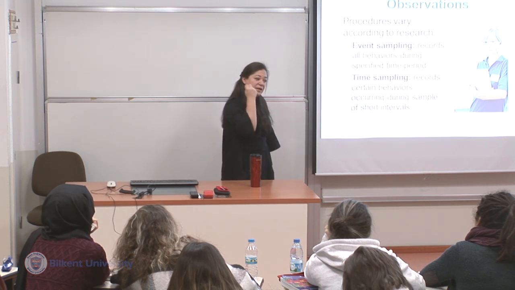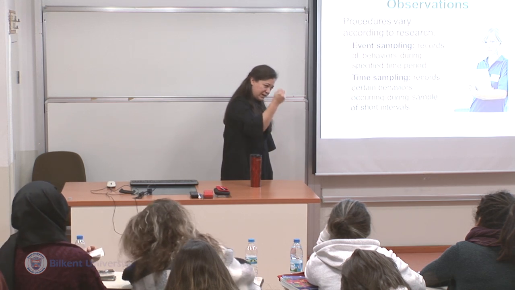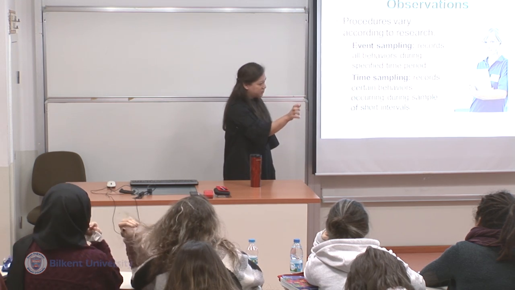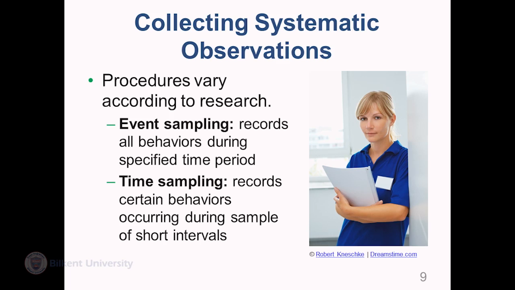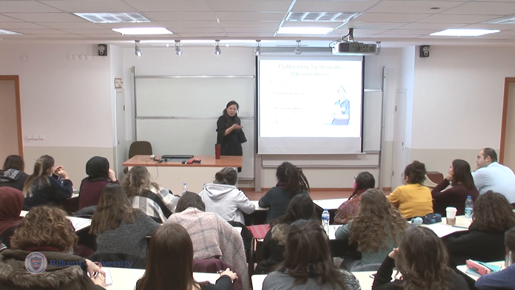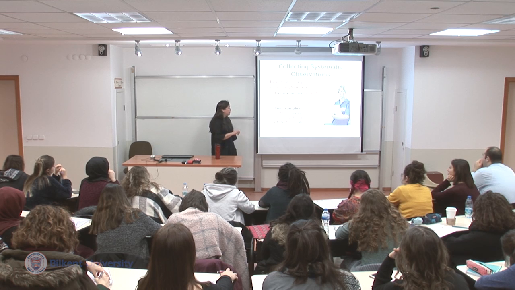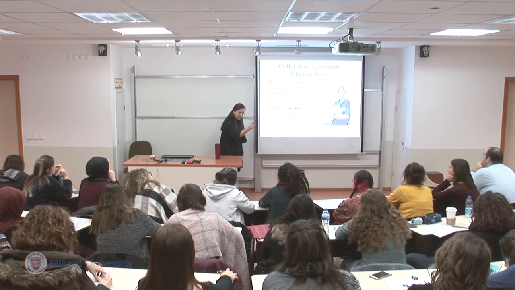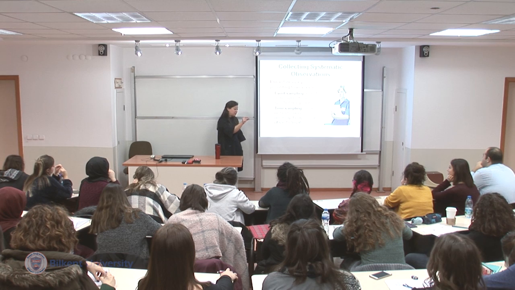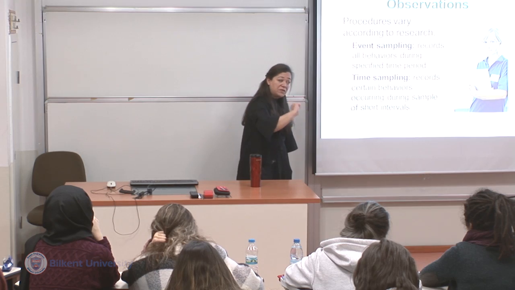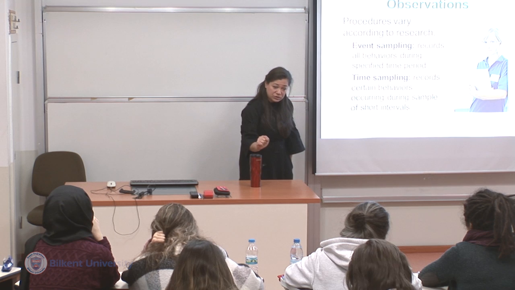You're looking for the occurrence of an event, and every time it happens in a specified time period, you basically record it. Time sampling is recording certain behaviors occurring during short sample intervals. For example, you look at Nazan for 30 seconds every 3 minutes. So you are not sitting down and watching Nazan for half an hour, or all the children, and recording helping behaviors. You're basically focusing on one child intensely for a short period of time, 15 seconds, 30 seconds, and recording the behavior as it occurs. Okay?